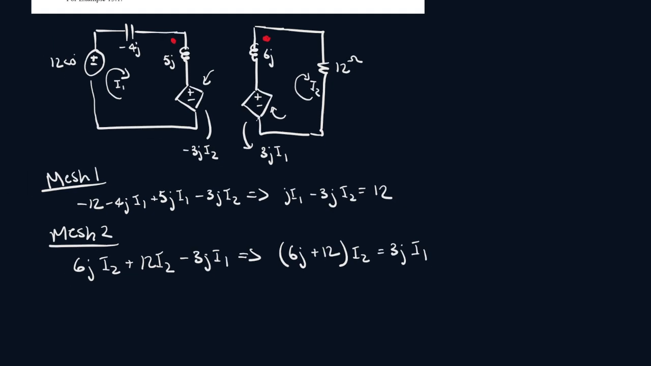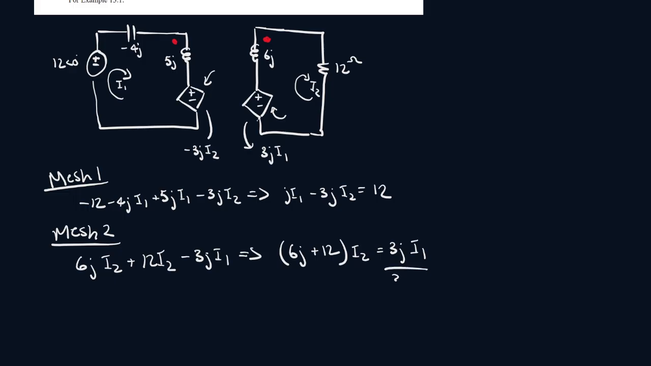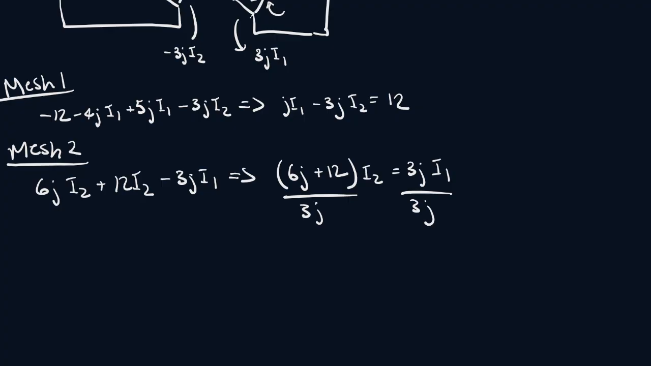Now let's isolate for I1. So we divide everything by 3j. This is 6 over 3, which is 2. The j's cancel out. The next is plus 12j, so 12 over 3j, which is just 4, and then multiplying everything by j, this is just minus 1. So it's going to be minus 4j. It's equal to (2 minus 4j) times I2, and this is equal to I1.